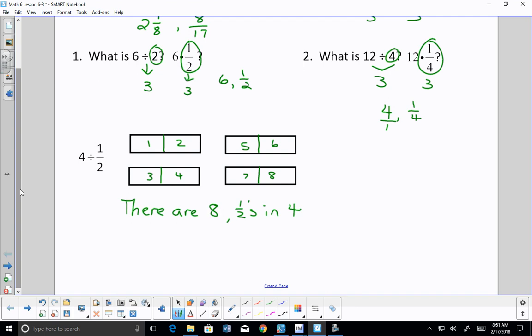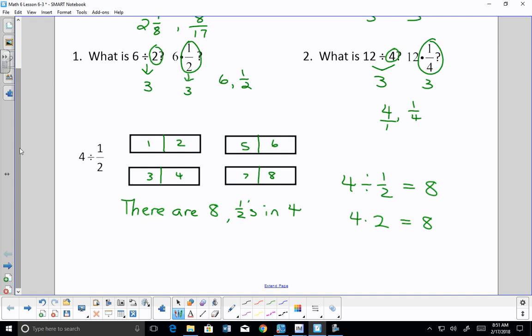That's what division is all about. When you think about division, you have to think about it by saying how many of this is there in something else. So if I said 4 divided by 1/2, we already know the answer to that is 8. We just did it visually. So dividing by 1/2 is the same as multiplying by its reciprocal. The reciprocal of 1/2 is 2, and 4 times 2 is 8.